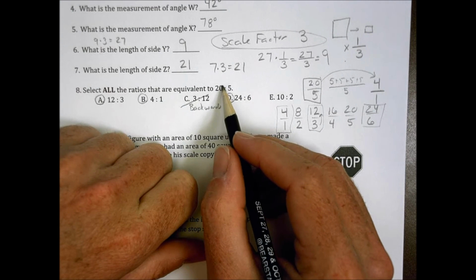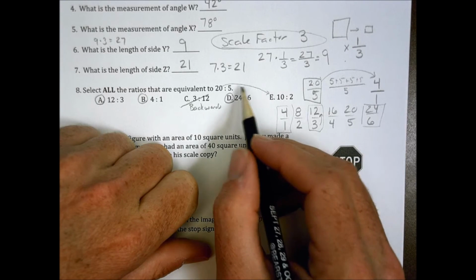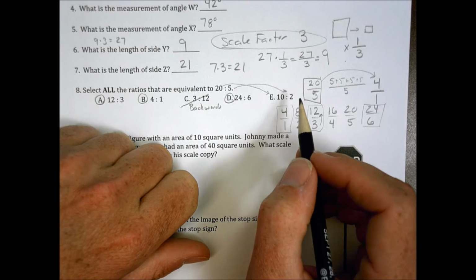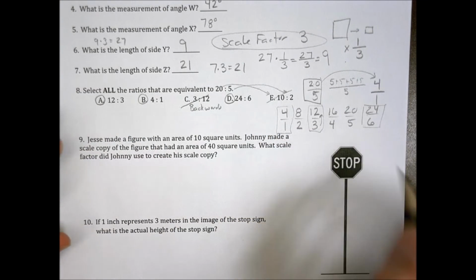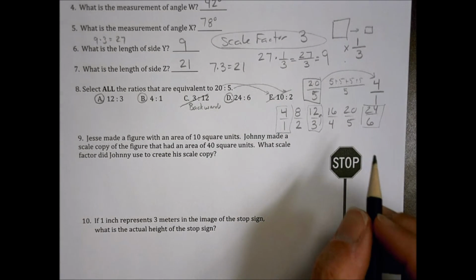Well, 20 divided by 2 is 10. But what's 5 divided by 2? It's not 2, it's 2.5. So we would say no to that one as well. So that's one other way you could look at doing that problem, or a problem like that, to decide if it is equivalent.